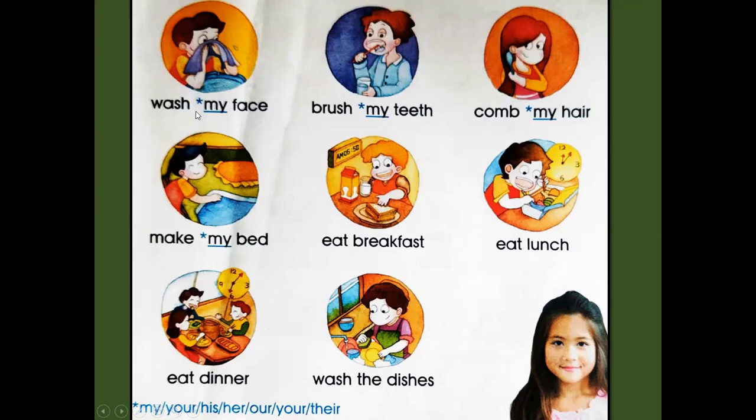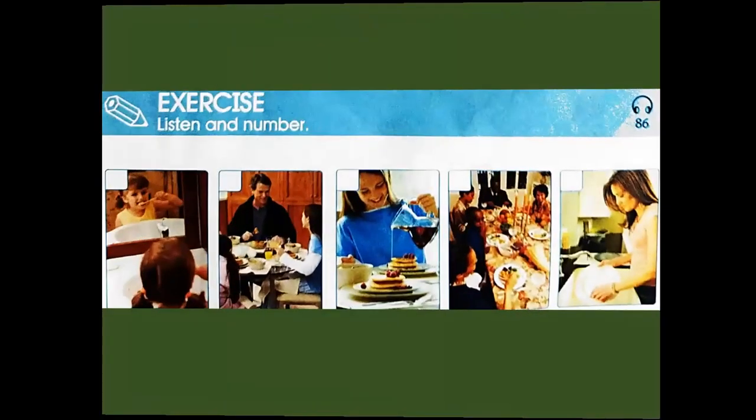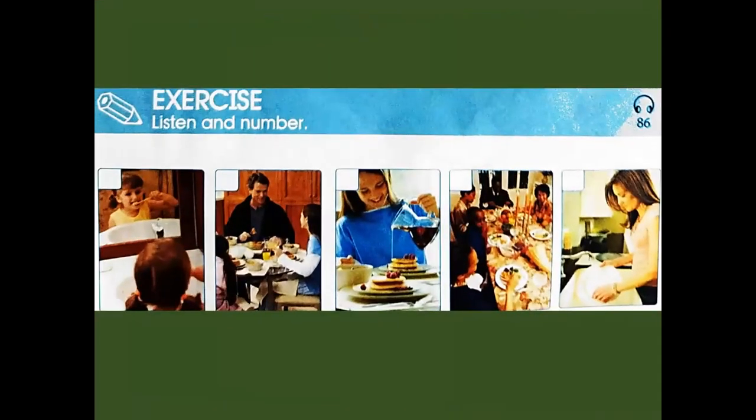I wash my face, you brush your teeth, tú cepillas tus dientes, she combs her hair, ella peina su cabello, we make our bed, nosotros hacemos nuestra cama, o we are making our bed. Nosotros estamos haciendo nuestra cama. Y así sucesivamente. Okay, guys, and now you are going to listen and number.